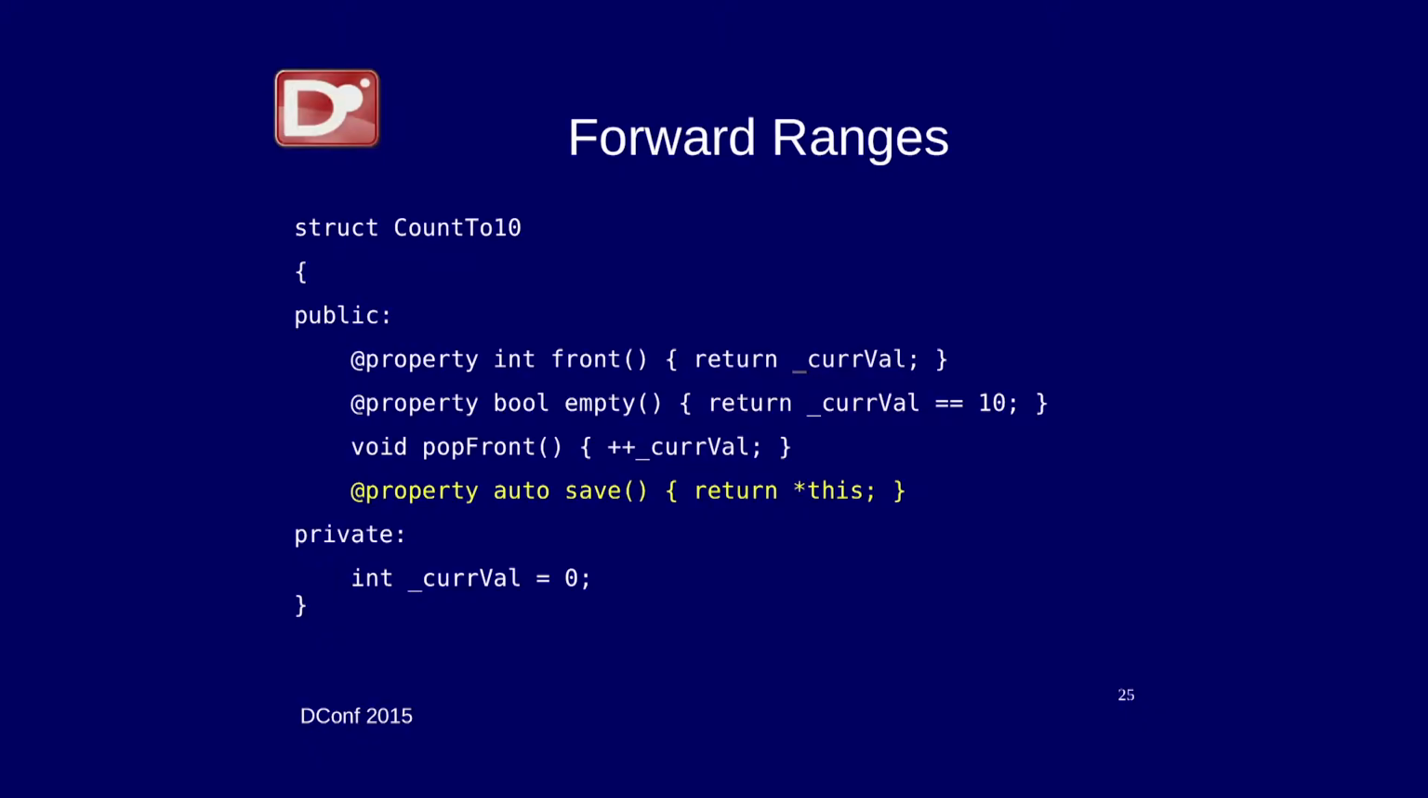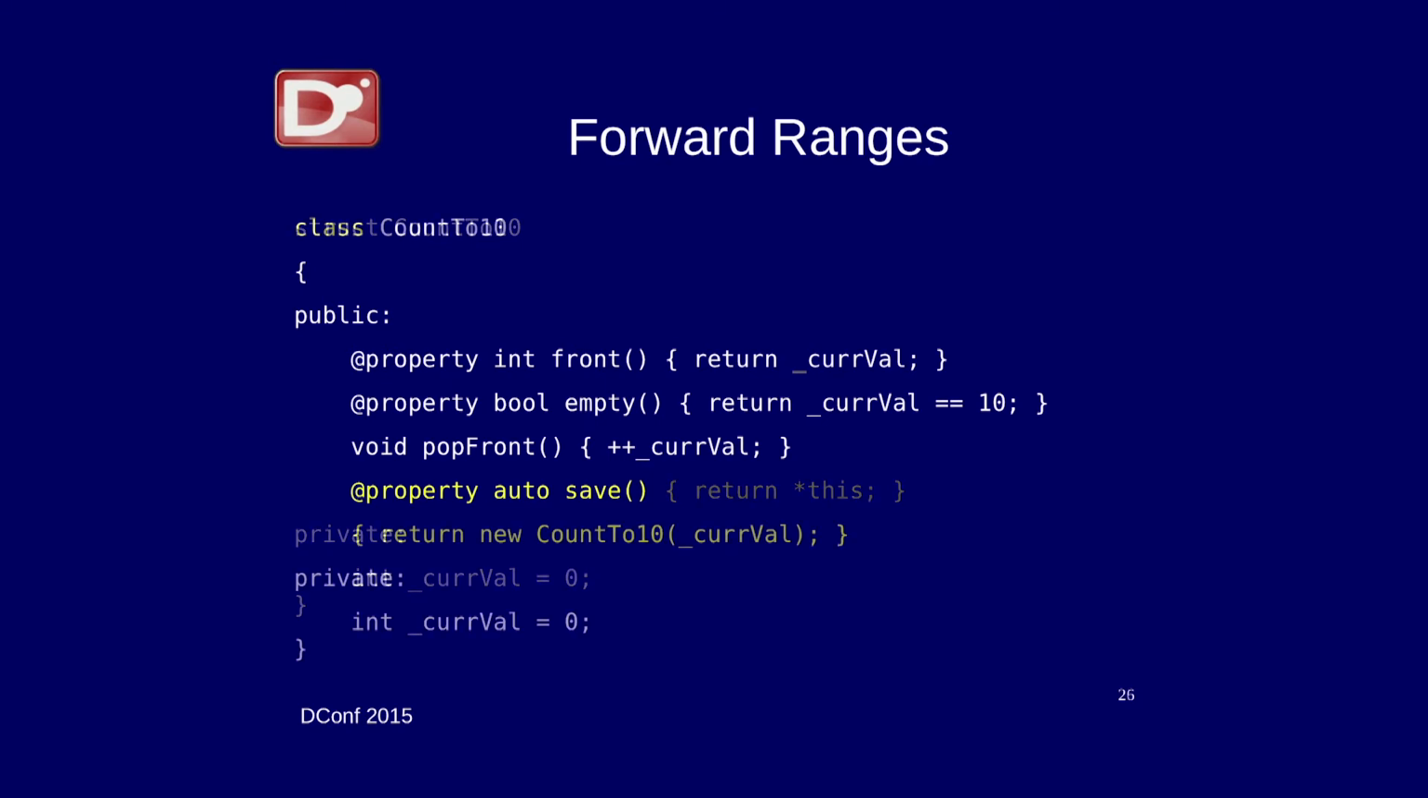But what save does is give you a copy of the range, without messing with the original. So that now you can iterate over them separately. They're going to have the same results, all right? And in the most common case, you're dealing with a struct, and you're pretty much just copying it by returning it, such that it seems kind of like a worthless function.